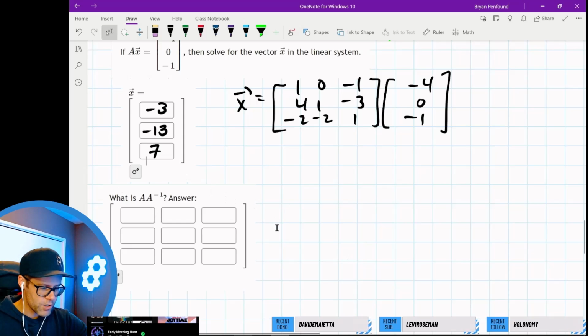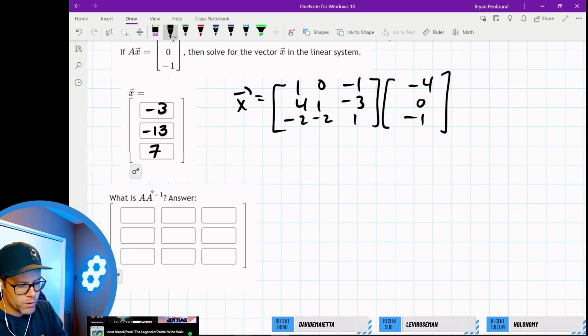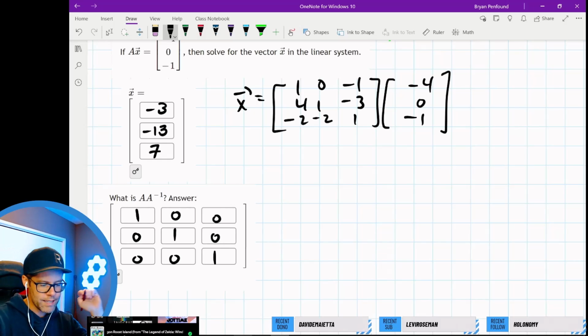And then the last question here is, what is A times A inverse? Well, if the inverse exists, we know that this multiplication should be the identity matrix. In this case, since both A and A inverse are 3 by 3s, we should get the 3 by 3 identity.